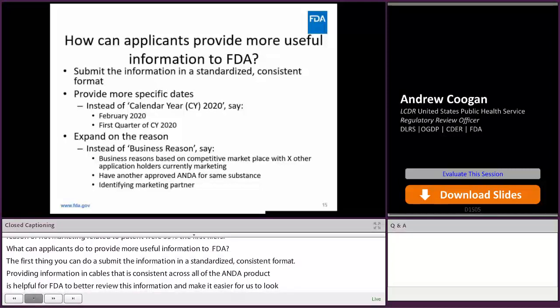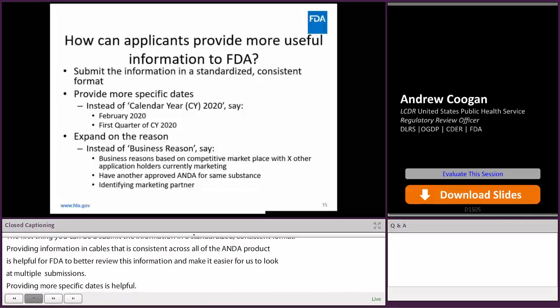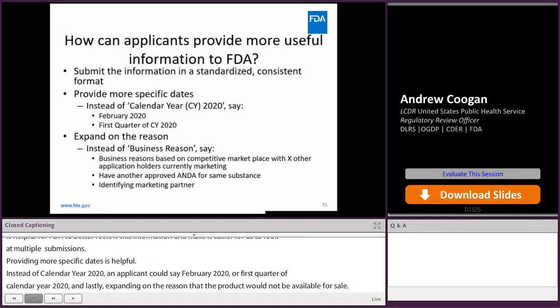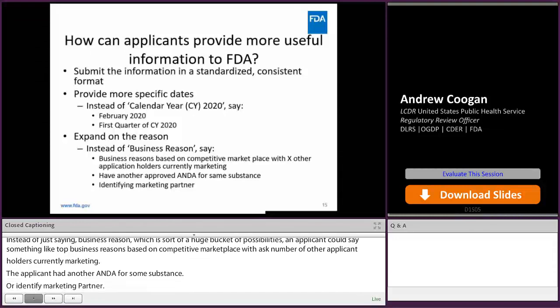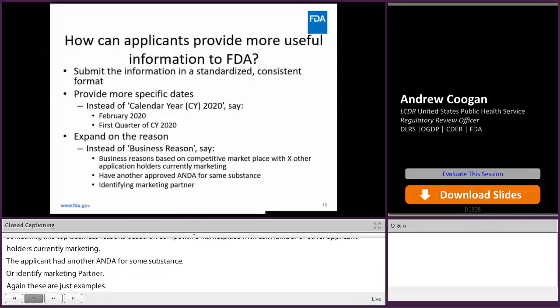And lastly, expanding on the reason that the product will not be available for sale. So instead of just saying business reason, which is sort of a huge bucket of possibilities, an applicant could say something like business reason based on competitive marketplace with X number of other applicant holders currently marketing, that the ANDA applicant has another approved ANDA for the same substance, or they're identifying a marketing partner. And again, these are just examples. You can give whatever reason you want, but these are just things that would make it more useful information for the agency when we review these submissions.